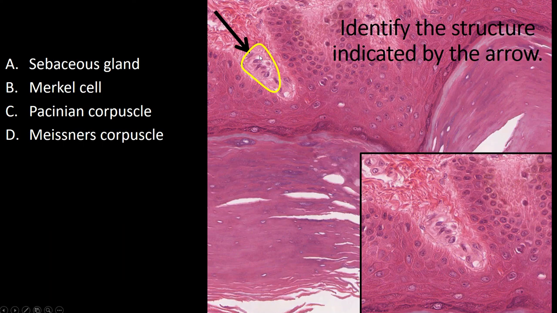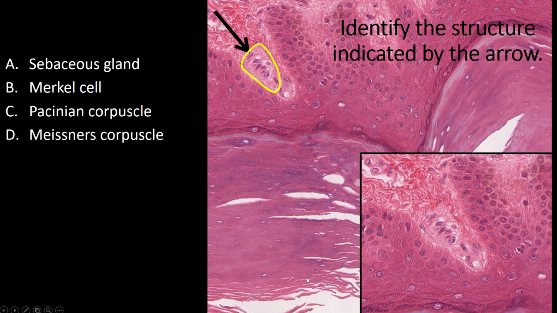All right, identify the structure indicated by this arrow. Here you can see these strangely structured, they look like cells, some nuclei, but it's not really organized like a regular cell. I mean, it certainly doesn't look as neat as these other ones, and that's because this is an encapsulated sensory receptor. Big slide, I like to show you big and then magnified.